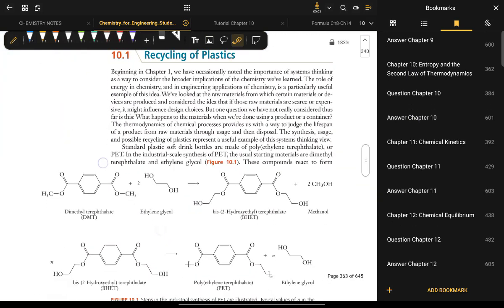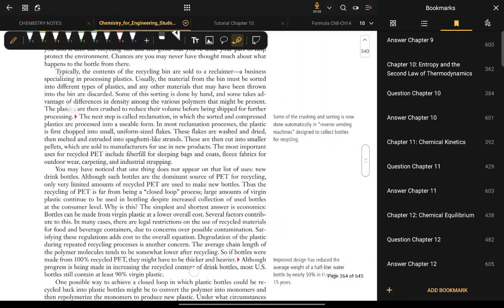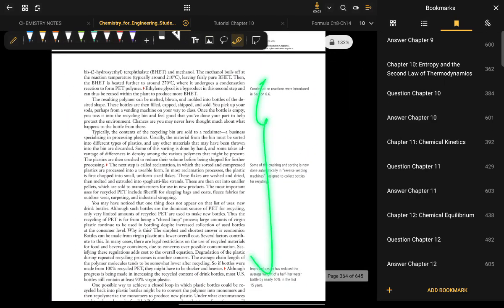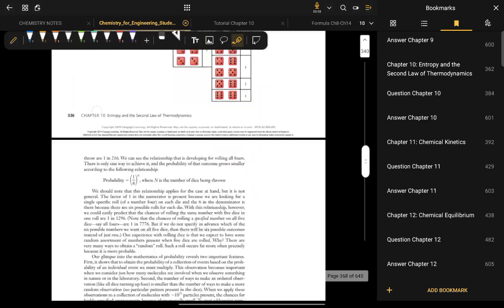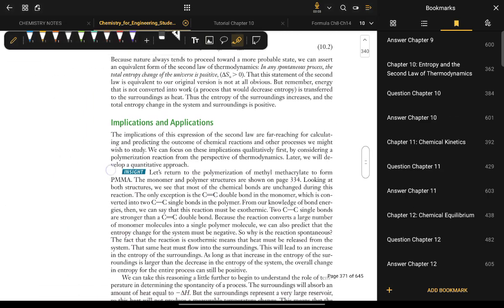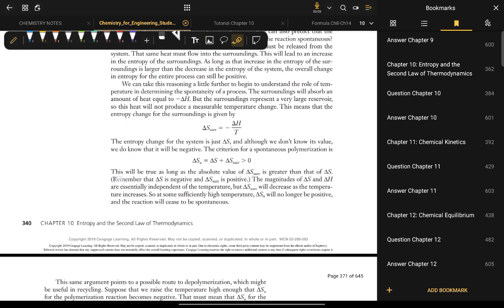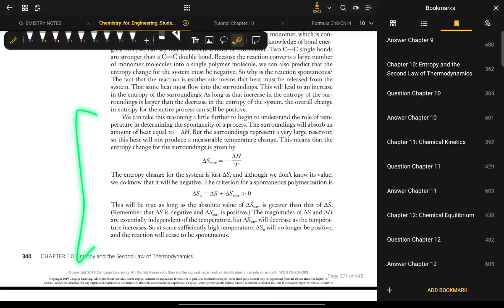the first one being recycling plastic. So we just read here. Maybe it goes up to here. It also tells about the second law, its implications and applications. There are some here as well.